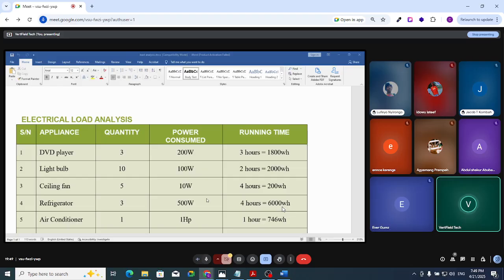The running time tells you how long our client, Mr. Idowu, intends to power up these appliances. Please note, the running time only takes effect when these appliances are powered on. That is the only time this running time takes effect.